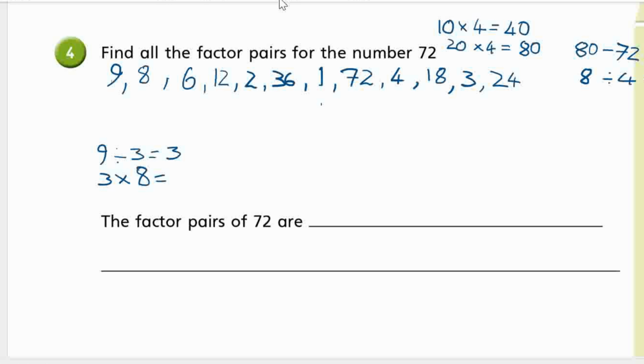We've got 1, that's 2, 2, 3, 4. We haven't got 5. 5 can't go in because it's not got a 0 or a 5 on the end. 6, 7. Can 7 go in this number? No, because we know 10 times 7 is 70, so the next number will be 77. 8, we've got 9, we've got 10 can't go in because there's no 0 on the end. 11 can't because it's not 77.